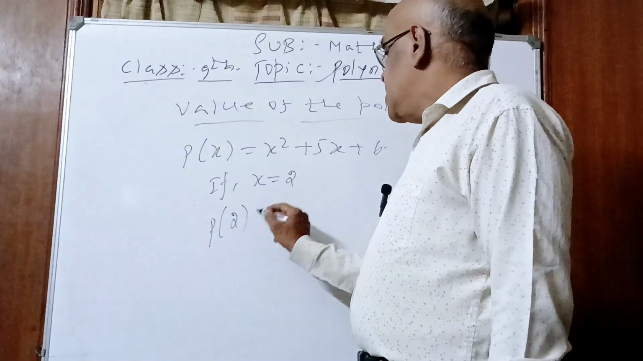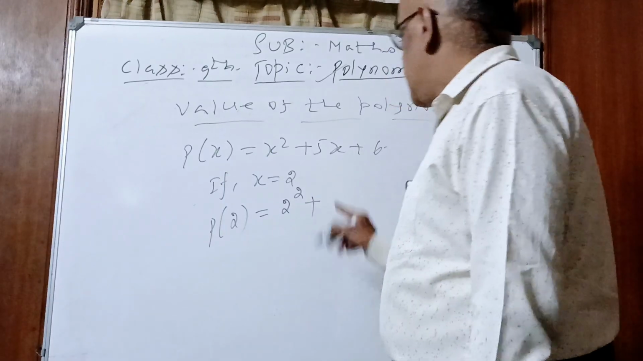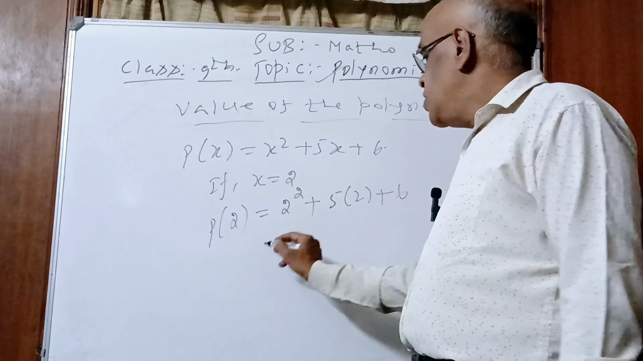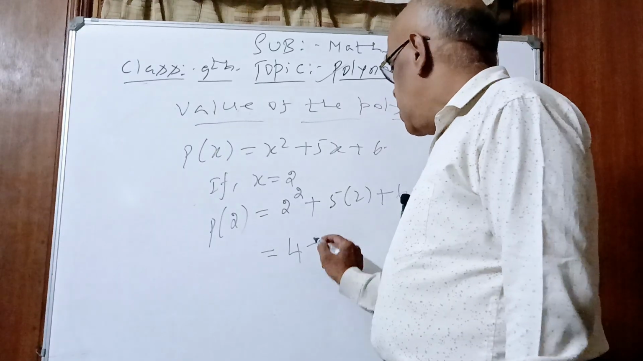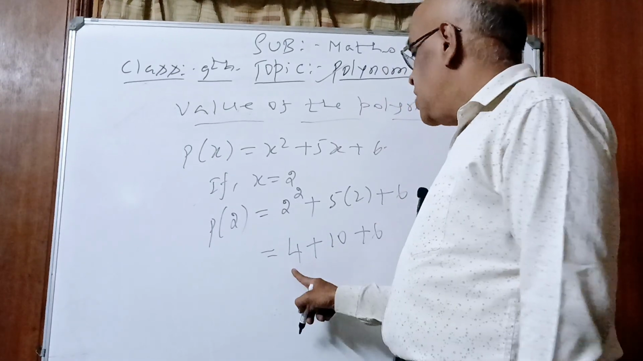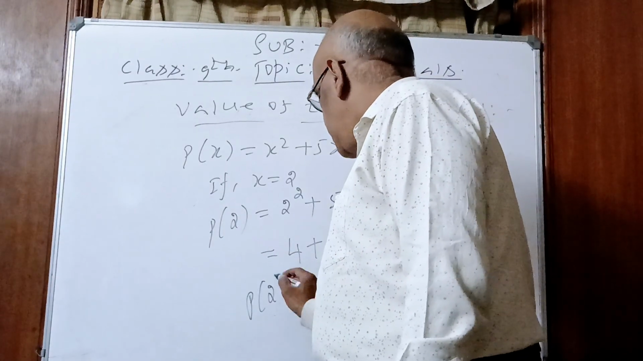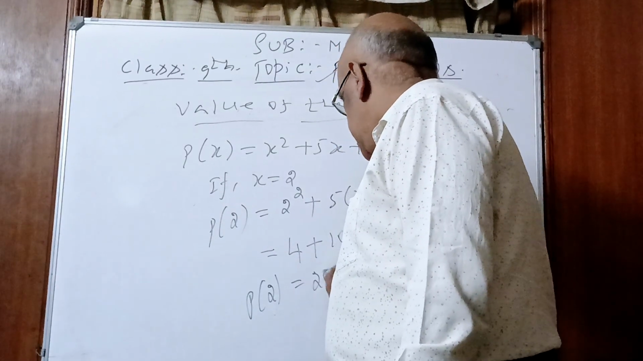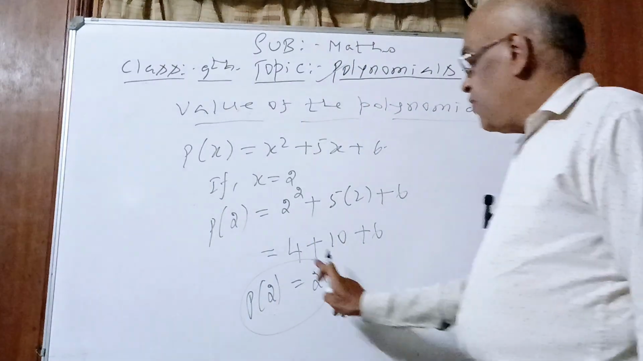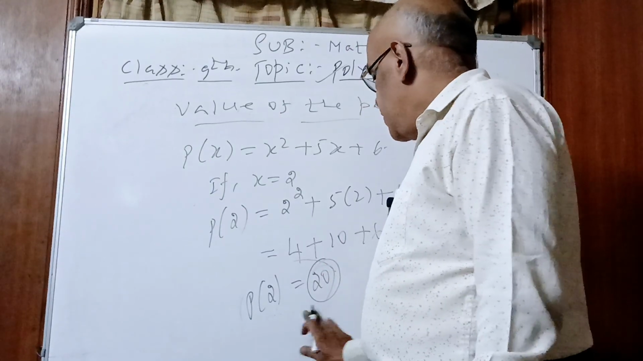Now in place of x I put 2. x square is 2 square, 5x becomes 5 into 2, plus 6. What is 2 square, children? 4. 5 2s are 10, plus 6. 6 plus 4 is 10, 10 plus 10 is 20. What is P of 2? P of 2 is 20. 20 is the value of the polynomial.